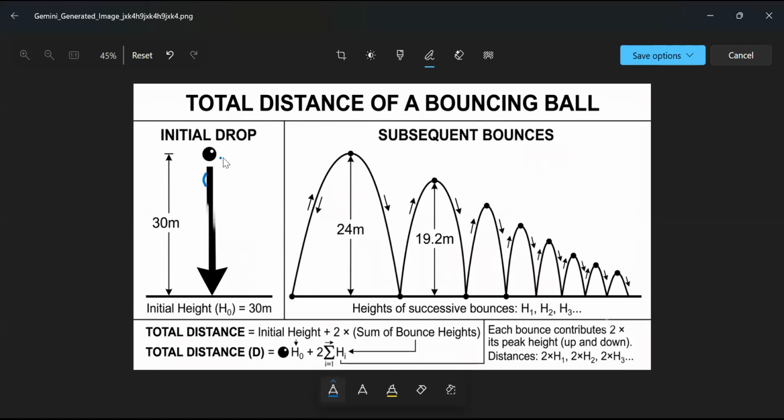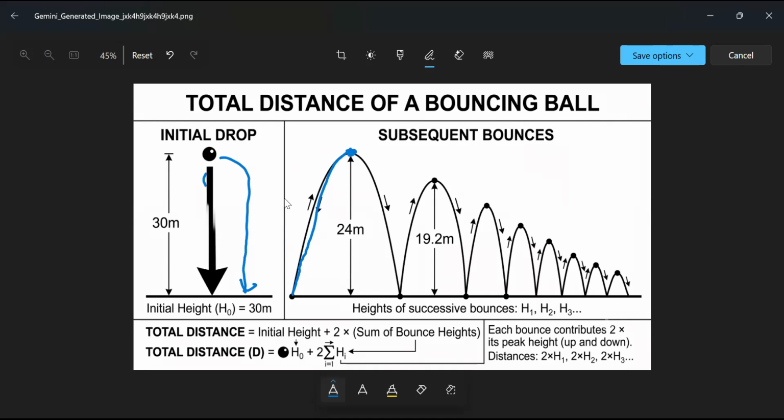Now it bounces and then it rises. When it rises, it's going to reach a height of 24 meters. Now, this 24 meters, it's still going to drop again. From the 24 meters, it's still going to travel another 24.